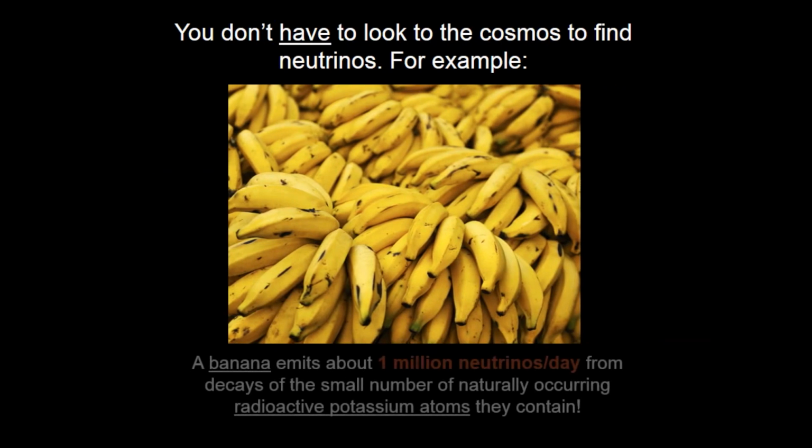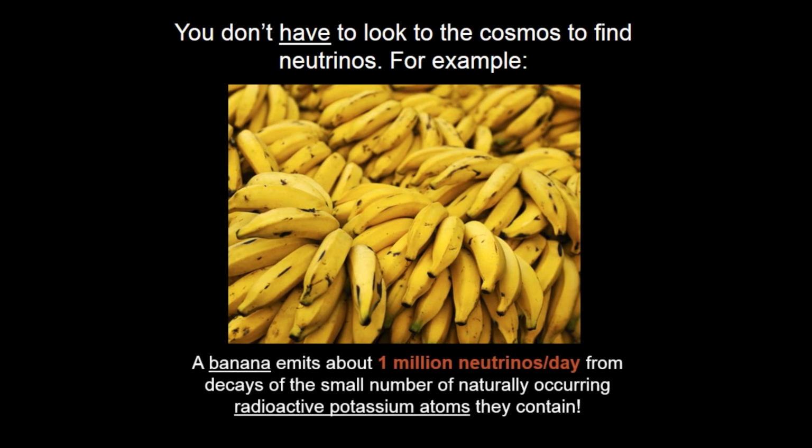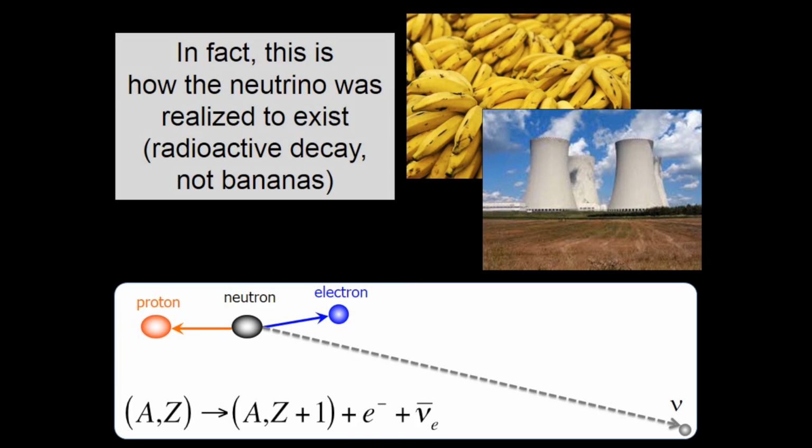Okay. You don't actually have to look to the cosmos to find neutrinos. You can go to the grocery store and find neutrinos, right? Because neutrinos are produced in radioactive decay, including from potassium, right? Potassium-39 or whatever it is that's the radioactive isotope. All right. So, in fact, this is how neutrinos were realized to exist, was through radioactive decay.